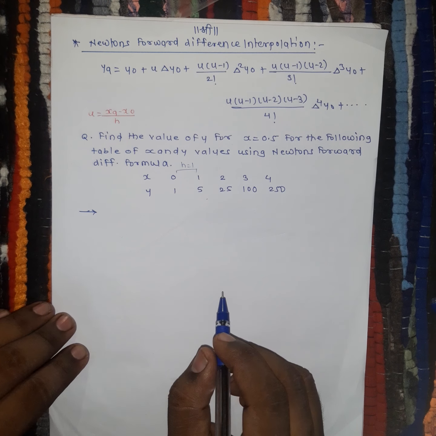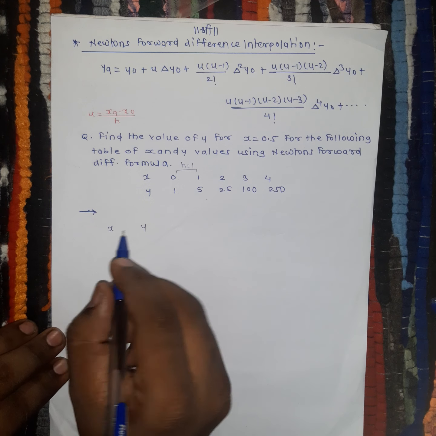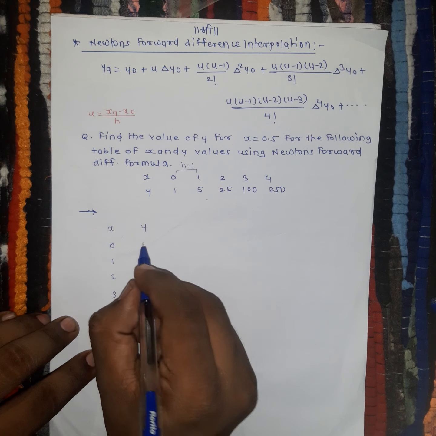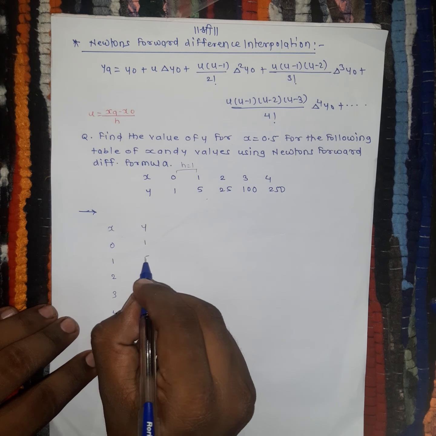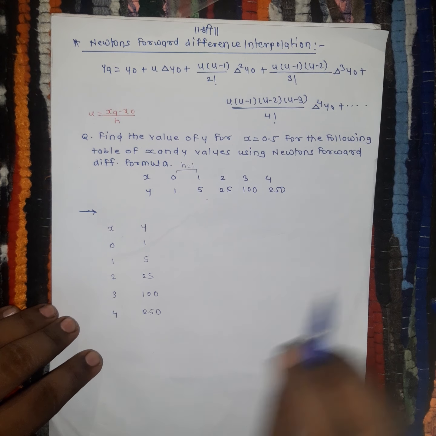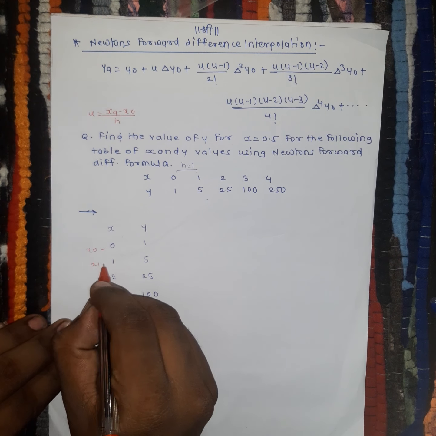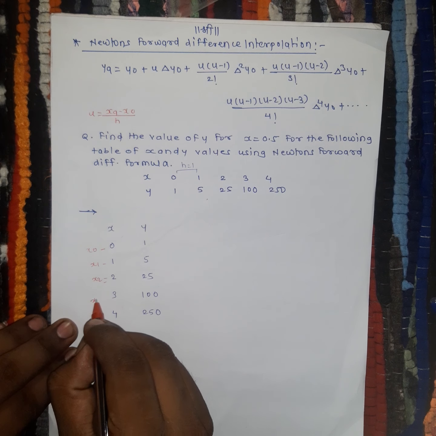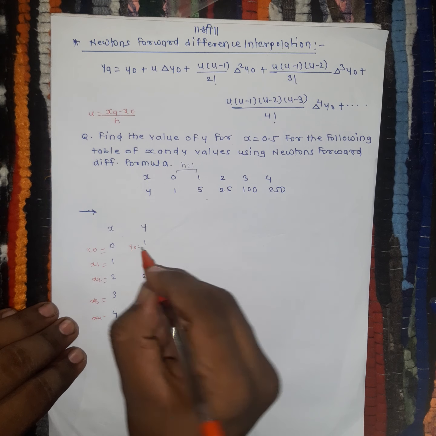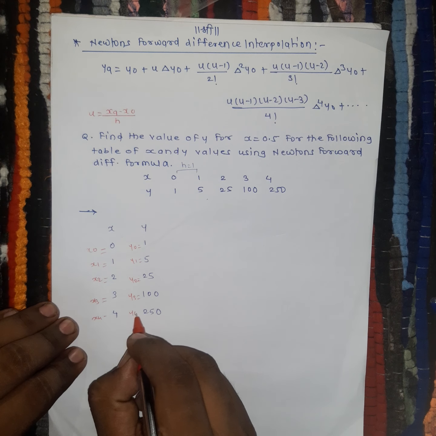Now you have to prepare one table for solving this. Let's start. x and y are given, x is 0, 1, 2, 3, and 4. The corresponding y values are 1, 5, 25, 100, and 250. This is the x naught value, this is x1, this is x2, this is x3, and this is x4. Similarly, this is y naught, this is y1, this is y2, this is y3, and this is y4.